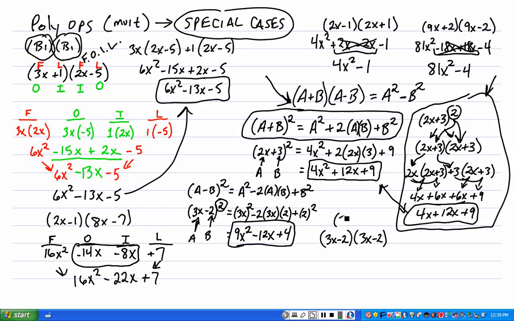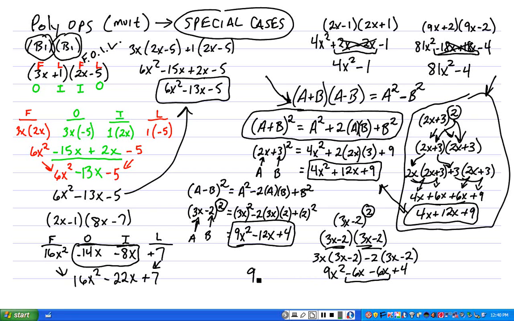Right? You started off with 3x minus 2 squared. That squared just means write it 2 times. So now, use your horizontal method, or you could use FOIL if you wanted to, since both of these are binomials. And you have 9x squared minus 6x minus 6x plus 4. These are like terms, so when you finish, you get 9x squared minus 12x plus 4.